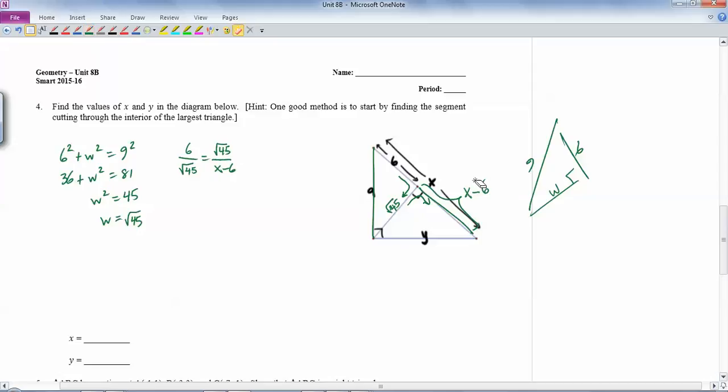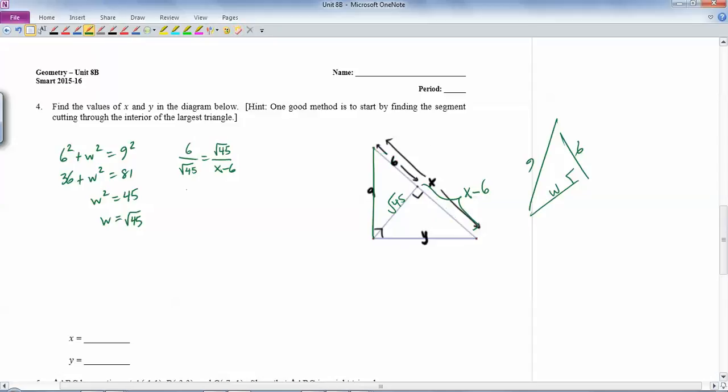Now in class, some students were asking me, do you have to go that direction? Could you do x minus 6 over root 45 equals root 45 over 6? And yes, you can do that too. The one that you can't do is you can't go this way like that. 9 over root 45 is not the same as root 45 over y. The up-down idea that we've been using has to come starting with this side over here, with the hypotenuse of the big triangle.